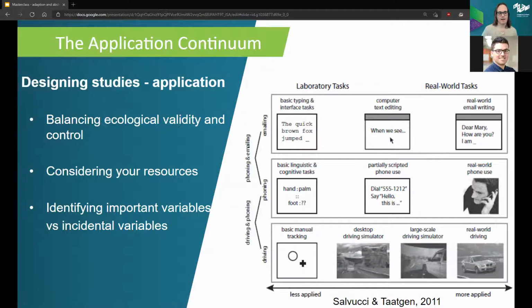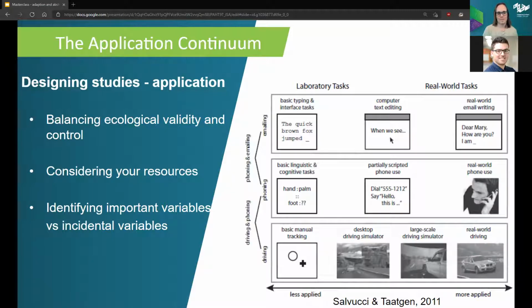I find this book incredibly useful every time I'm trying to design a study, because it asks you to think about your study, and to think about research across a number of spectrums or continua. So the first continuum I want to talk about is the application continuum. This is the idea of how applied or theoretical your interaction is.